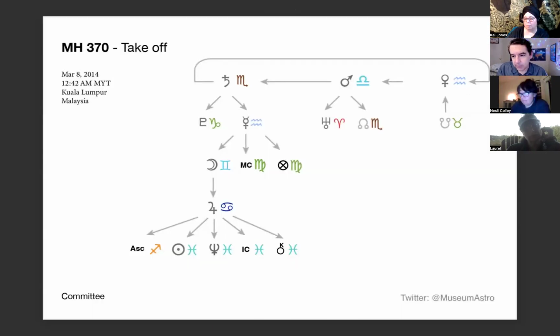I'm going to give you some more food for thought, hopefully not overwhelming you. This is the dispositor tree for the takeoff chart. This is not the lost contact, this is the takeoff. What is this structure that we have at the top level? Can anybody tell me? Is this what you mean by a committee? Yes, this is a committee.